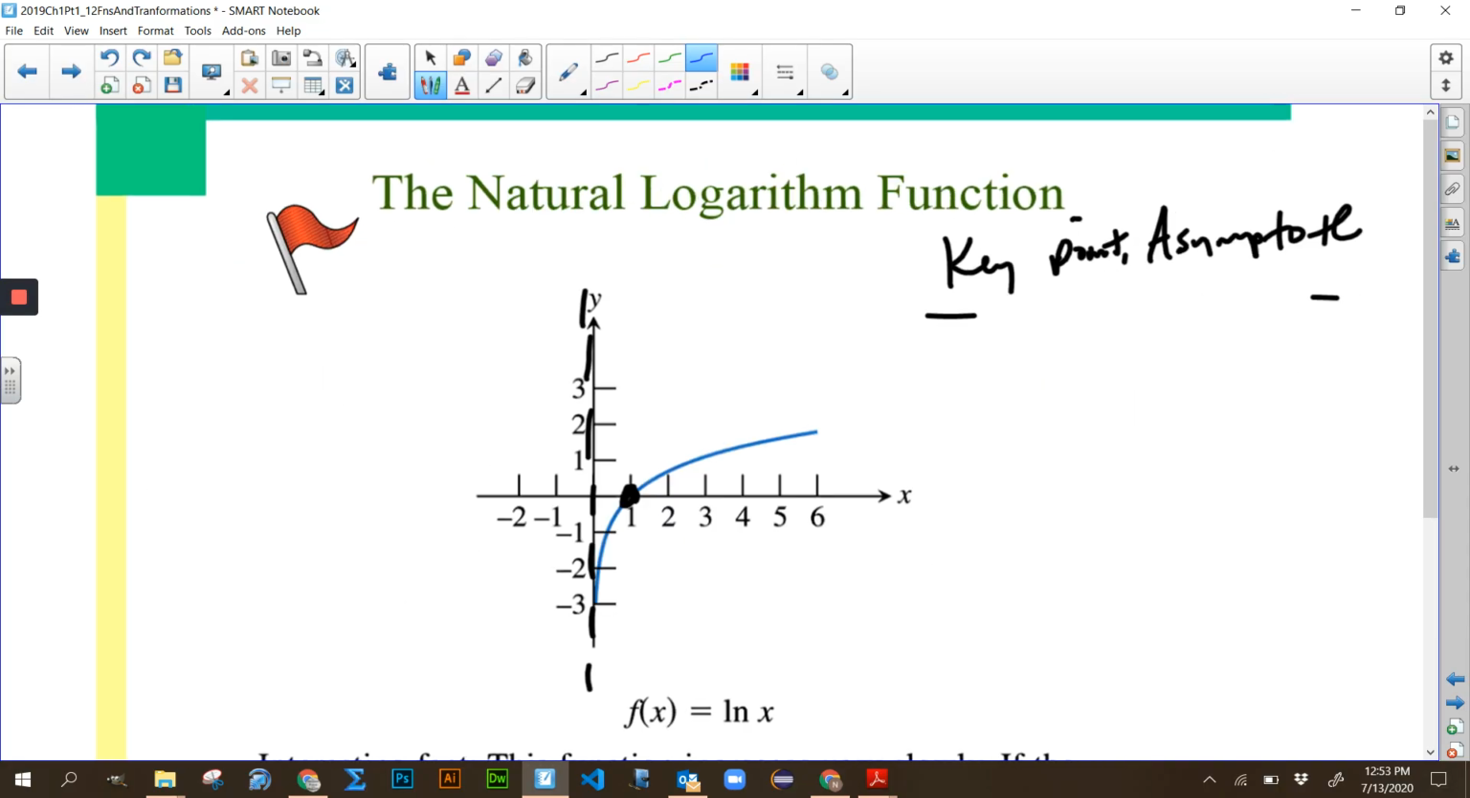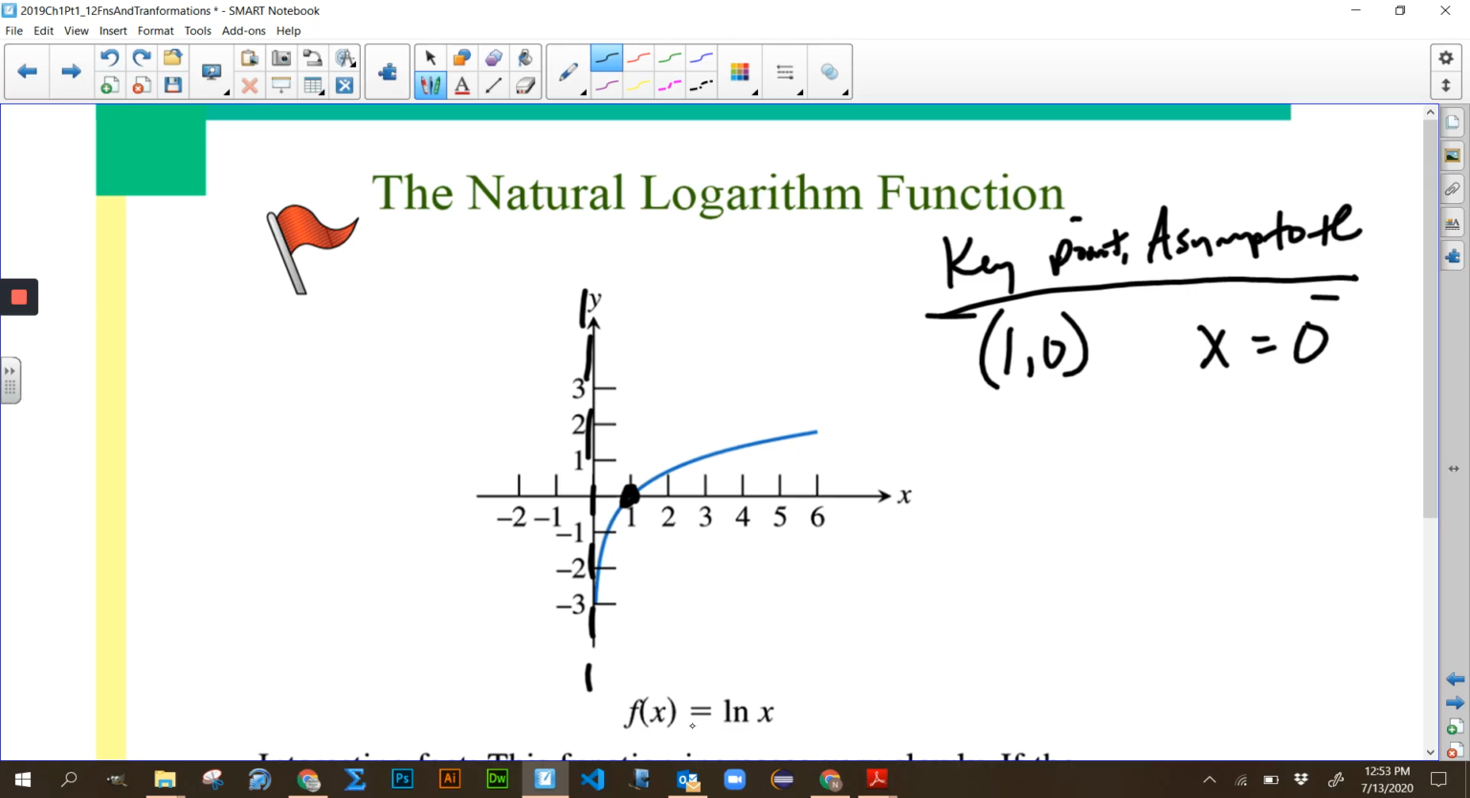the natural log function. So here's our natural log function. Key points are going to be 1 point, this point right here. So it always passes through the point 1, 0. And the asymptote for transformation purposes is the y-axis, which is the equation x equals 0.